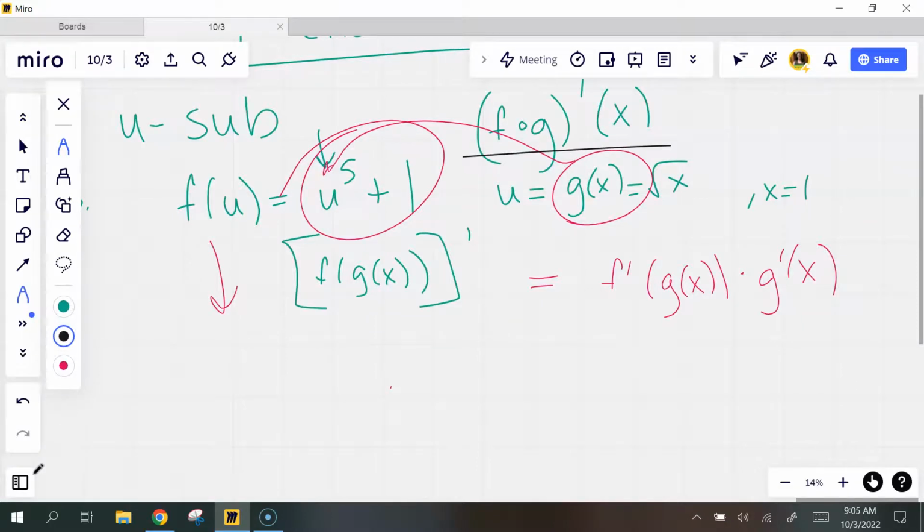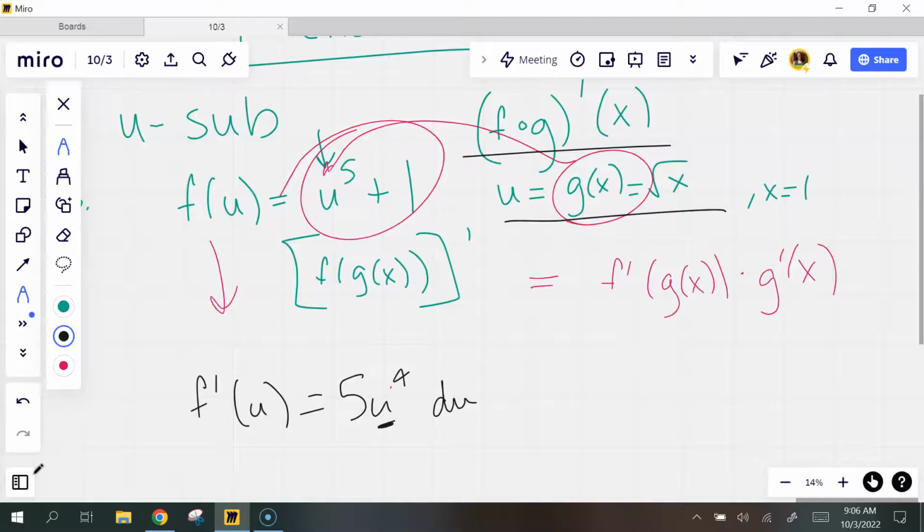f of g of x at 1. So what I'm going to do, I'm going to first find the derivative of f, which would be what? 5u to the 4th, right? But anytime we take the derivative, we also have to chain it. Because this is representing an entire function, I need to do times the derivative of that u. Whatever that u is, find the derivative of that. Does that make sense? Are y'all following me?